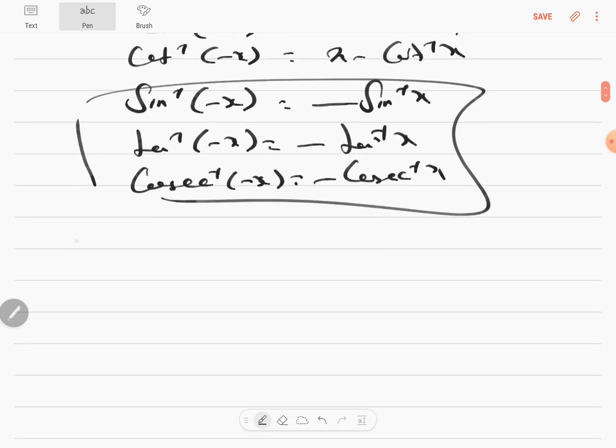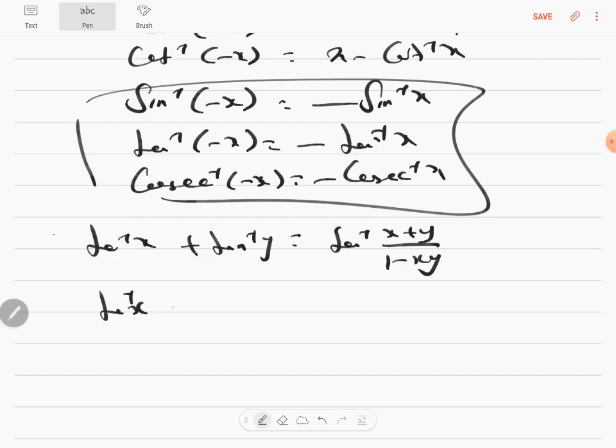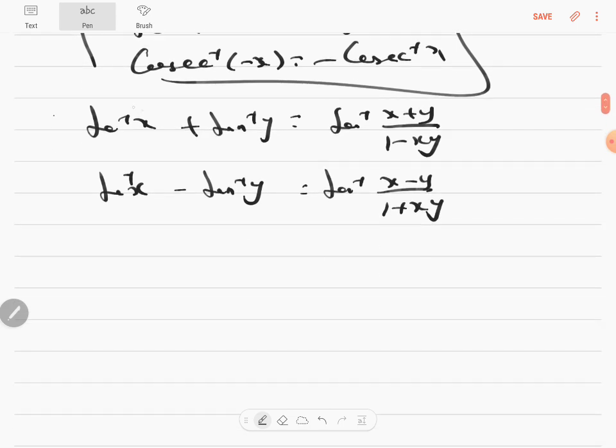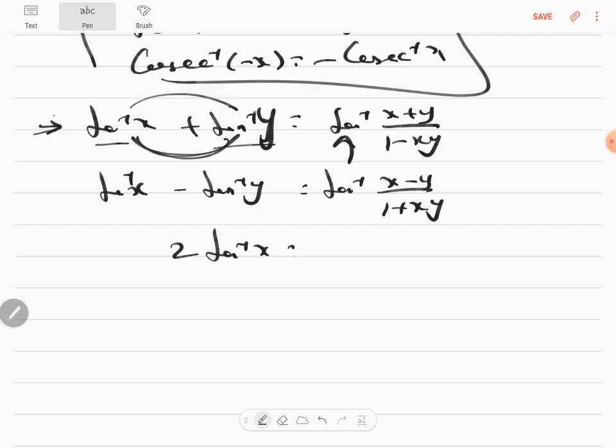Next are general formulas, such as tan inverse of x plus tan inverse of y is tan inverse of x plus y by 1 minus xy. And tan inverse of x minus tan inverse of y is tan inverse of x minus y by 1 plus xy. The entire crux of inverse trigonometry is to convert two tan inverse into one tan inverse. So imagine y is also x, then it will become tan inverse of x plus tan inverse of x, which is 2 tan inverse of x, and the right side will become x plus x, which is tan inverse of 2x by 1 minus x square.